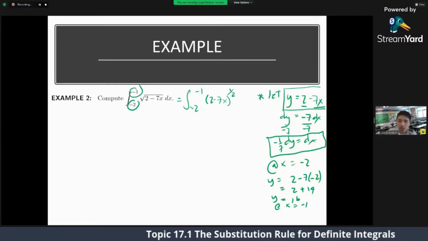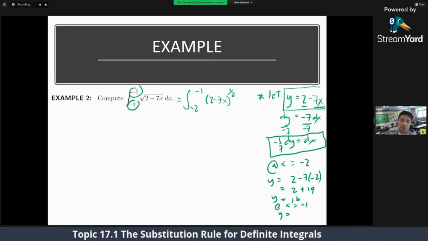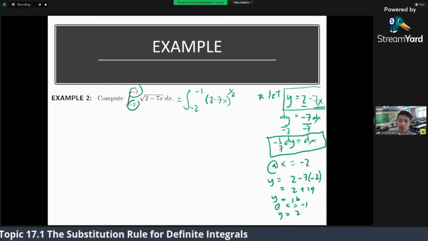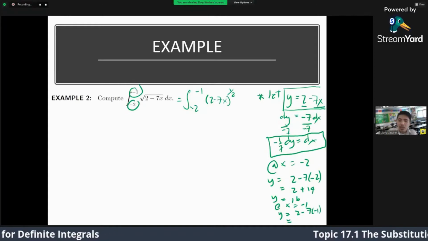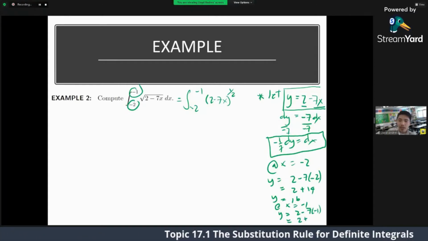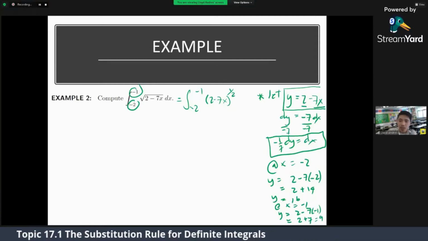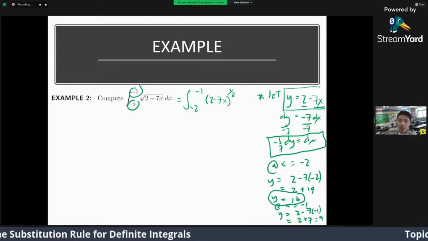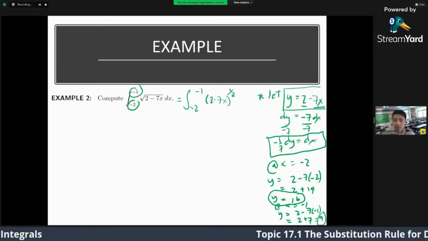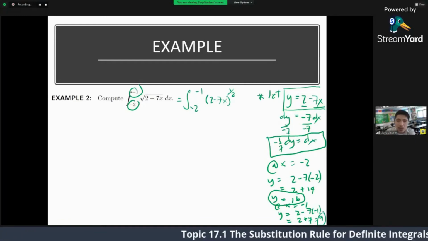Negative 1. So y becomes 2 minus 7 times negative 1, and that is 2 plus 7, which is 9. So this is our upper limit, and this is our lower limit. So, let's check if my solution is correct.